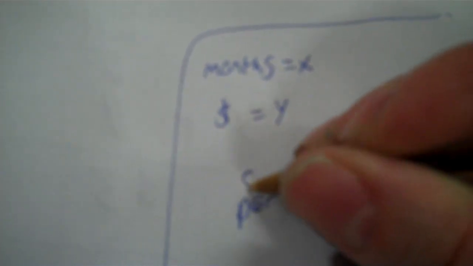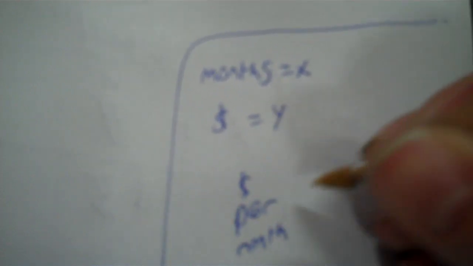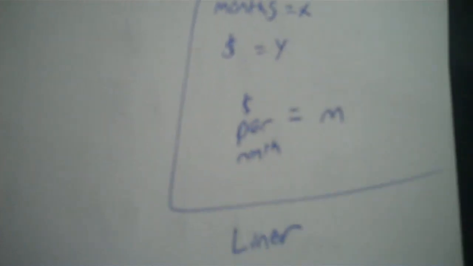So months in dollars, X is months, Y is dollars. So dollars per month. We don't know the dollars per month, but it flat out says it's the same amount of money every month. So this is linear, okay? When we don't have that, we put M. And then so I make a line, okay? I still make a line, but then I make my table a little bit differently than I did on the very first problem here today.